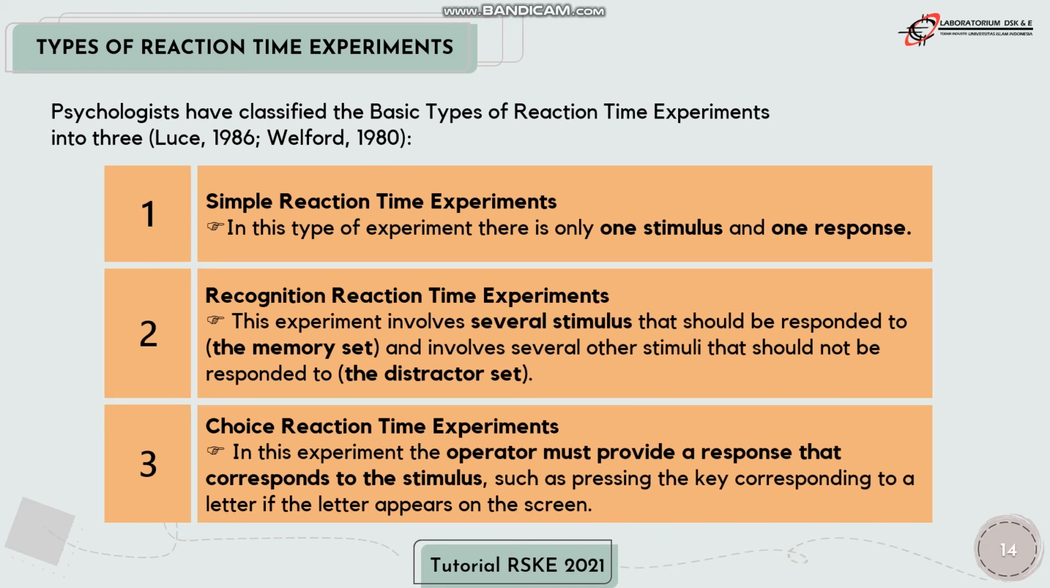Second, recognition reaction time experiment. This experiment involves several stimuli that should be responded to, the memory set, and involves several other stimuli that should not be responded to, the distractor set. Example, suppose someone is playing a game and the game shows color and sound simultaneously. The instruction in the game is that the person must follow the color that appears and ignore the sound. Now, in that example, the sound is a distraction.